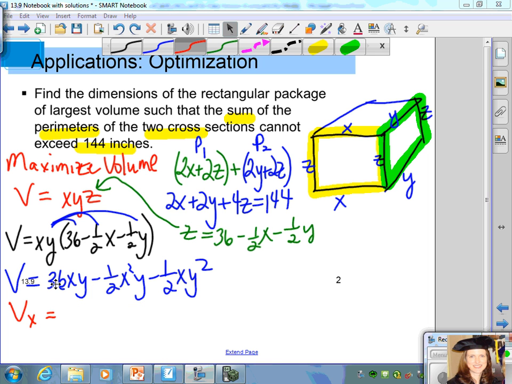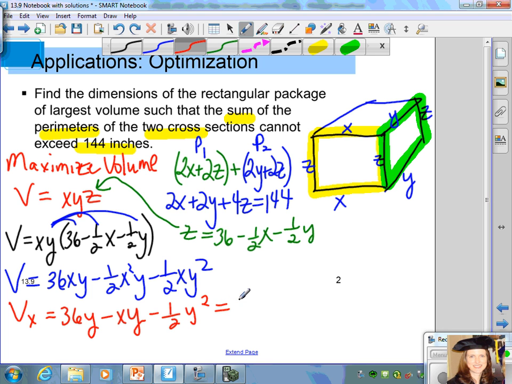We're going to take the partial derivative with respect to x, treating y as a constant. This is going to be 36y. The derivative of 1/2 x squared would be minus x times that constant y, and the derivative of 1/2 x y is minus 1/2 times y squared. We're going to set that equal to 0.